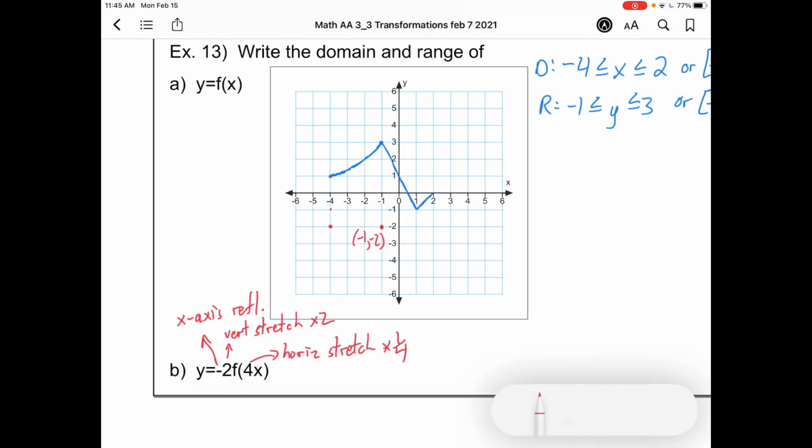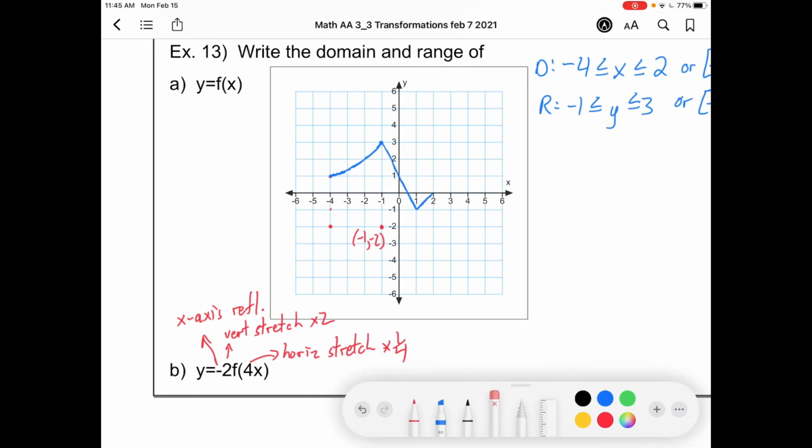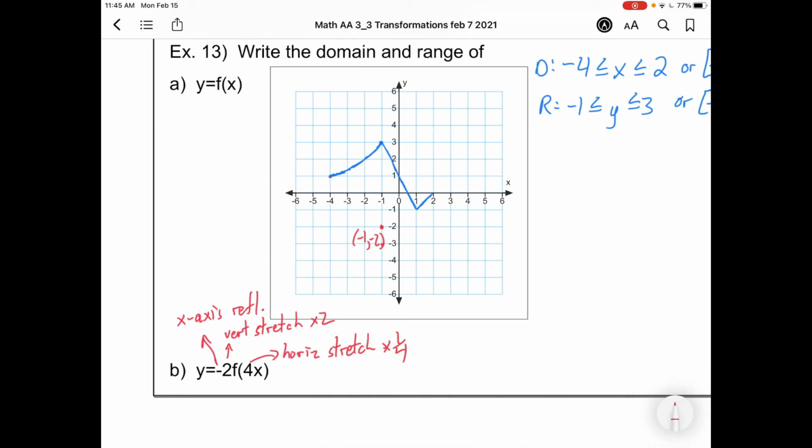You could probably pause the video here and try and come up with this yourself, or you can follow along, and I'll do the same thing. So x-axis reflection brings it down to -3, twice as tall, -6, and then 1/4 as wide would give it the point -1/4, -6. That's the image of, if we're labeling these A, B, C, and D, this would be A prime, and this would be B prime.